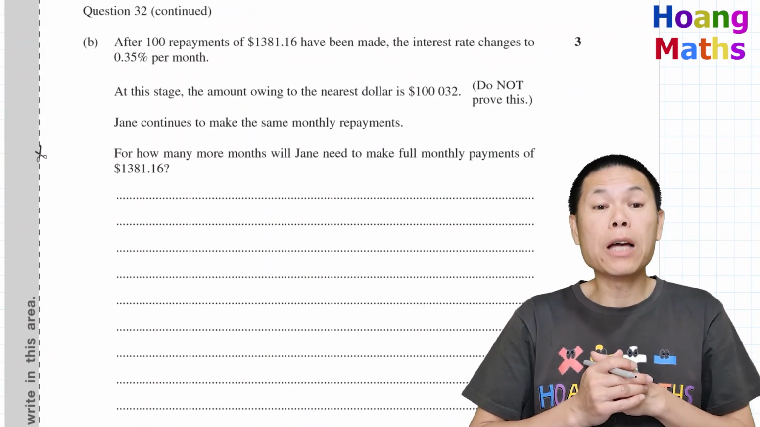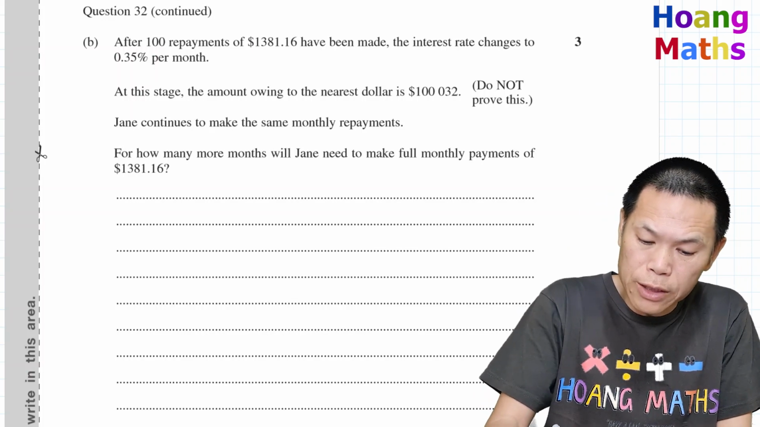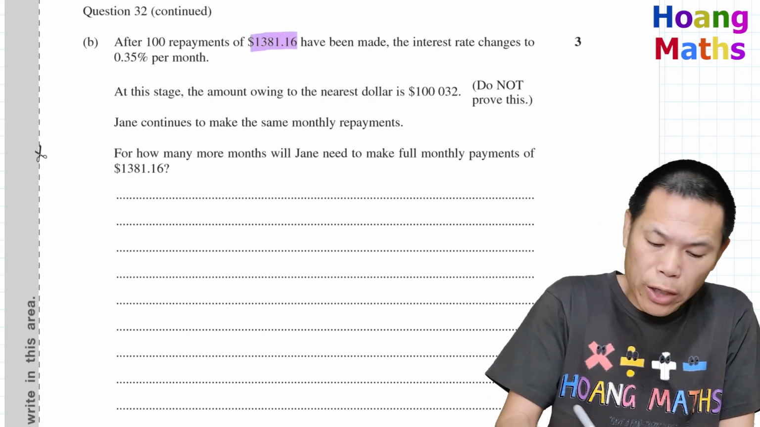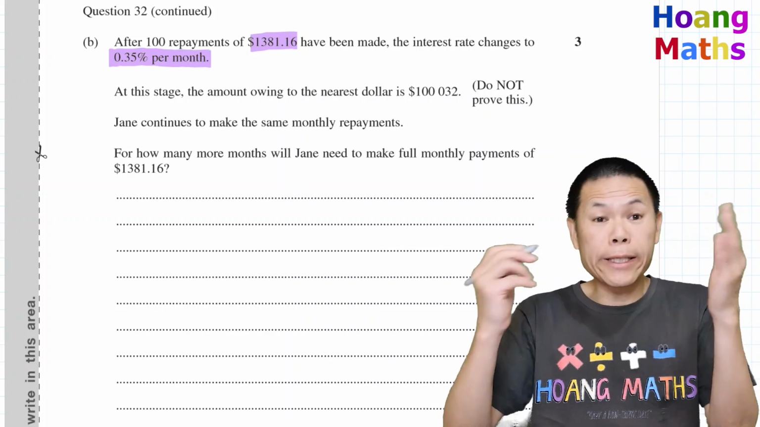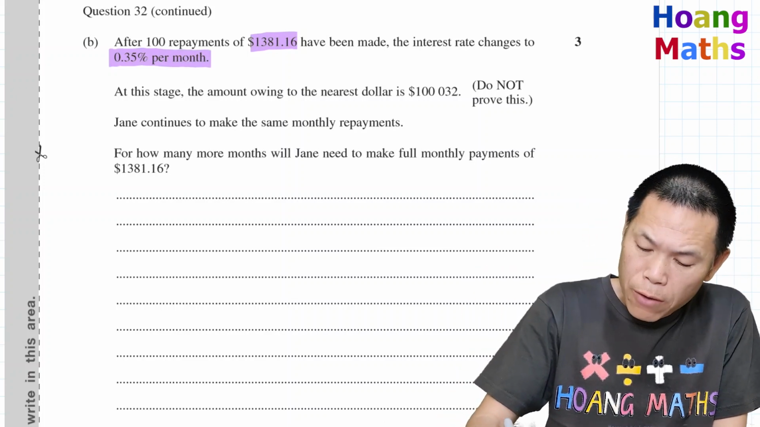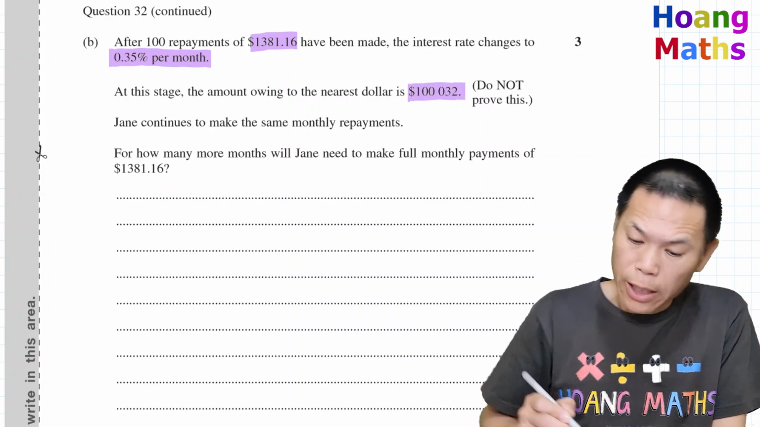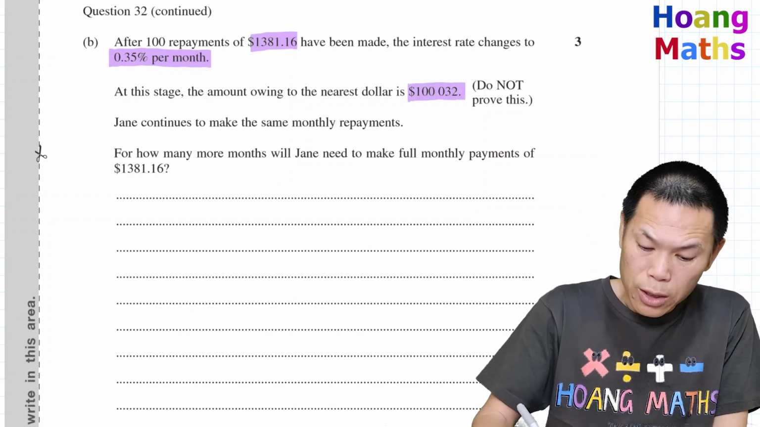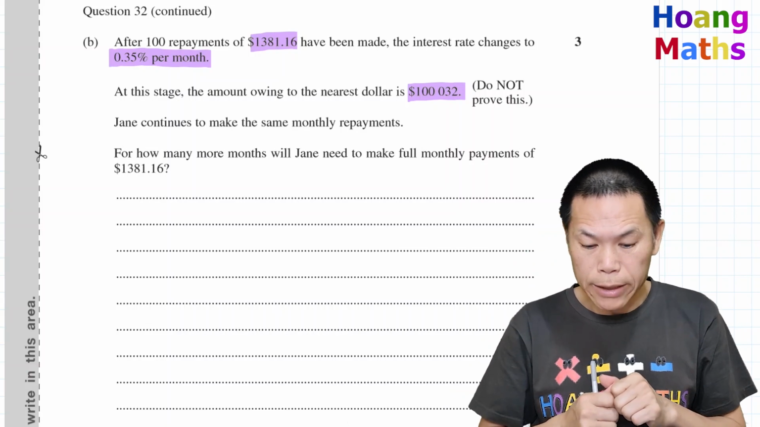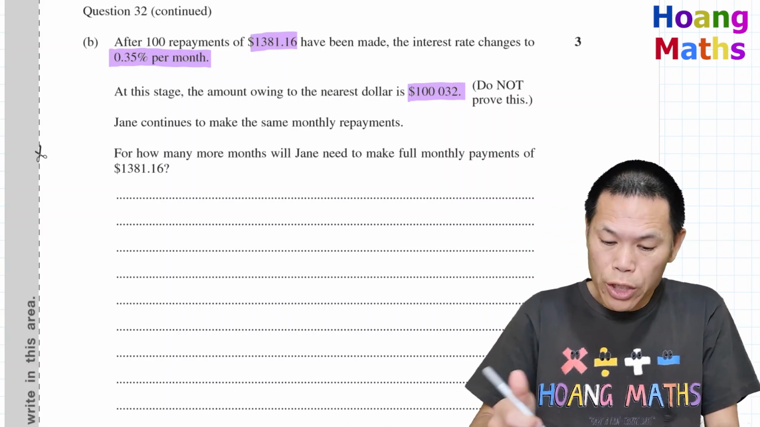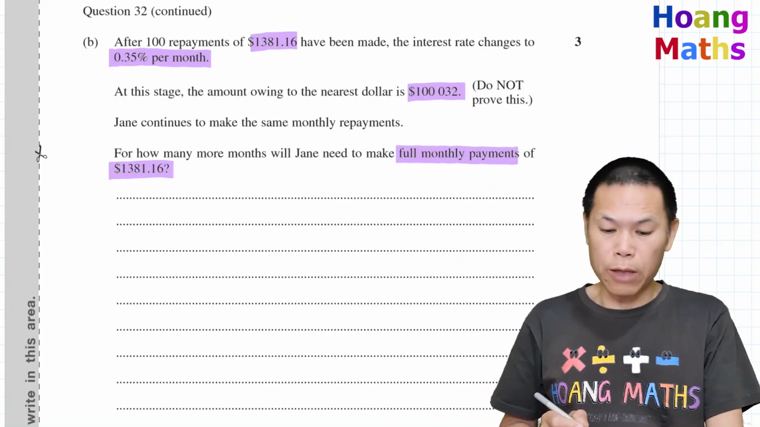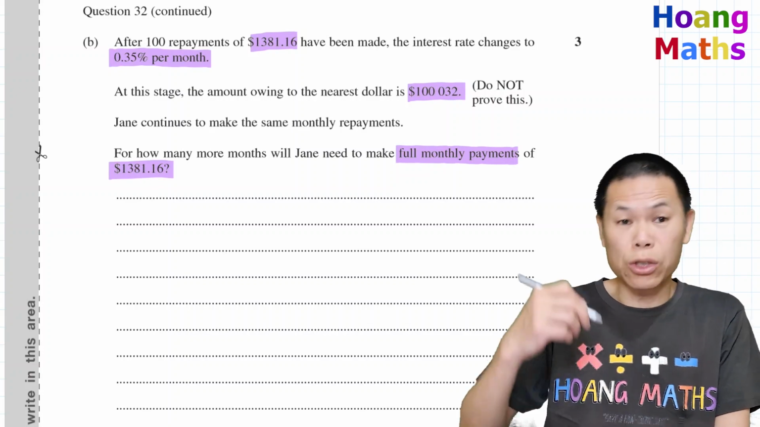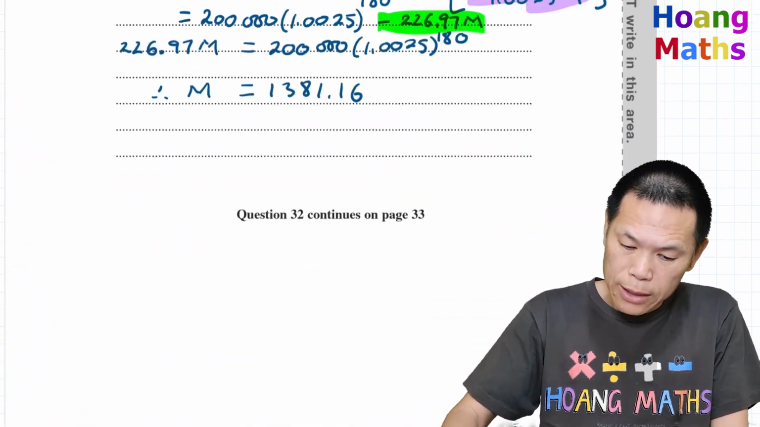Part B. After 100 repayments of this amount, the interest rate is changed to this per month. Okay, so keep that in mind. And at this stage, the amount owing is this much. Okay, so that's what we need to know. Jen continues to make the same monthly repayments. So we need to work out how many more full repayments of this amount are needed. Okay, so keep that in mind. So now we just use the formula that's given here.